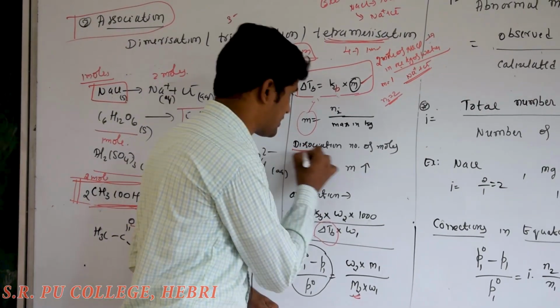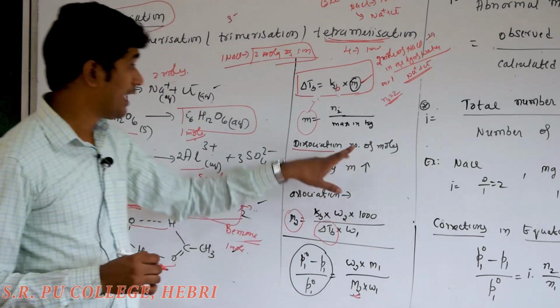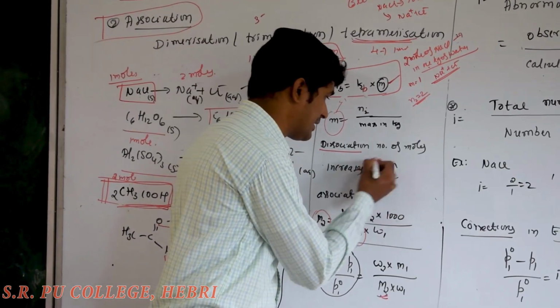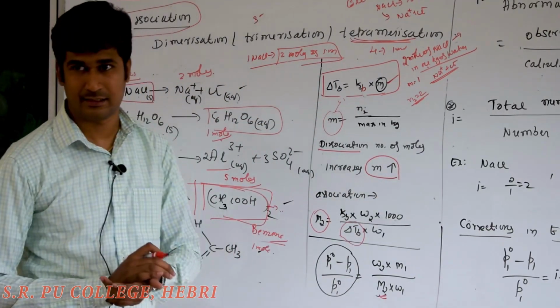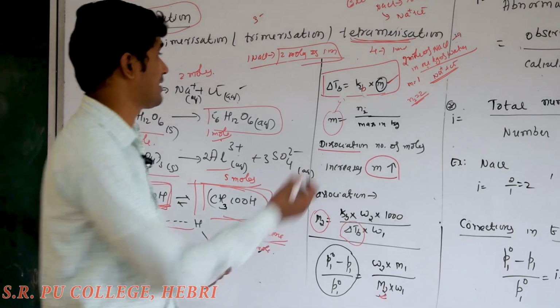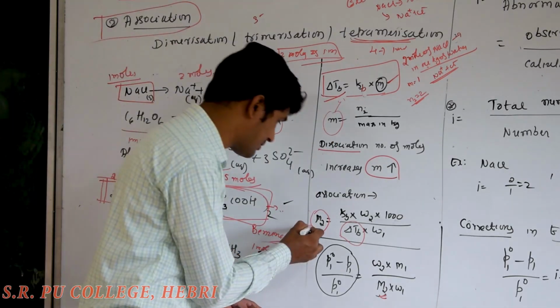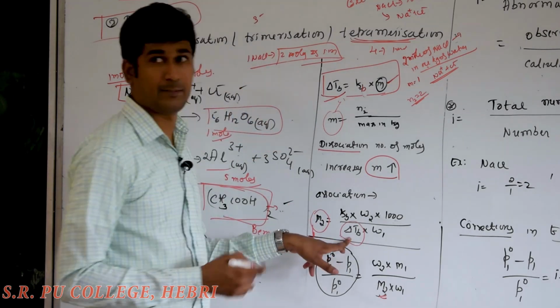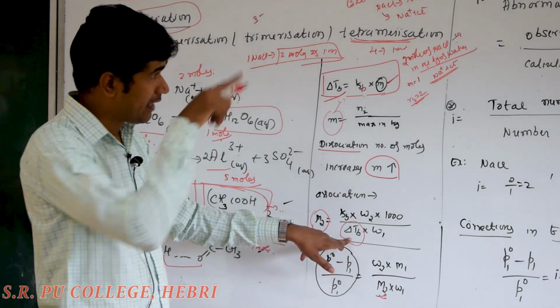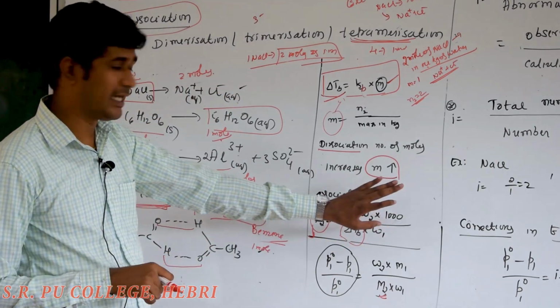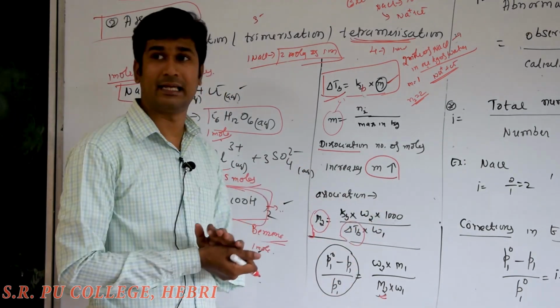Dissociation of solute increases the number of moles. When the number of moles increases, molality increases. When molality increases, delta Tb increases. When delta Tb increases, molar mass decreases, because delta Tb, or if it is depression, then delta Tf, is in the denominator. So molar mass decreases.